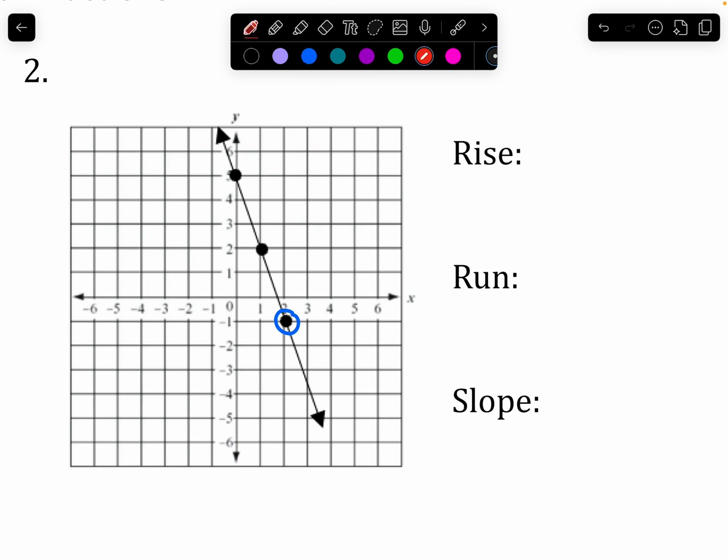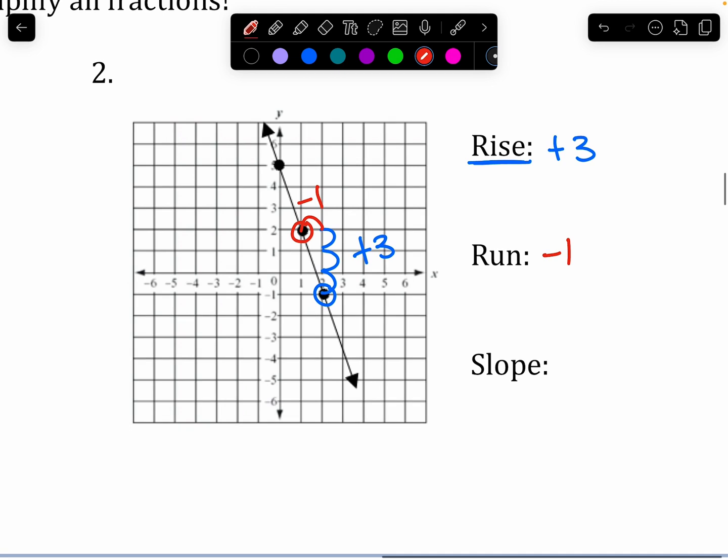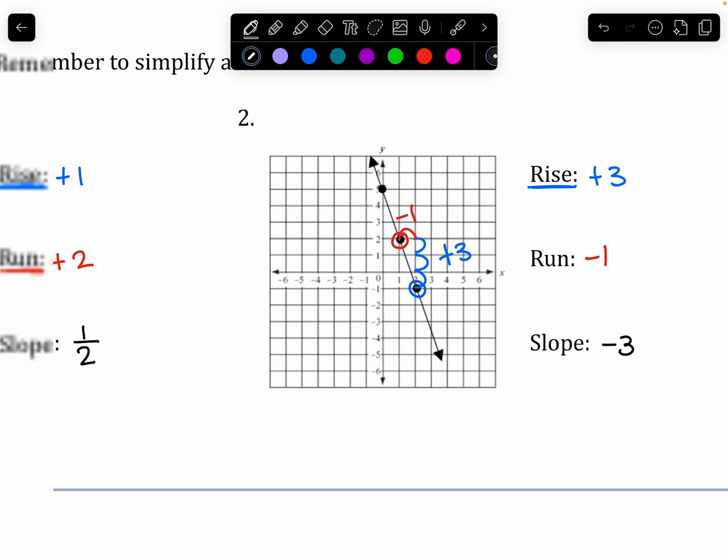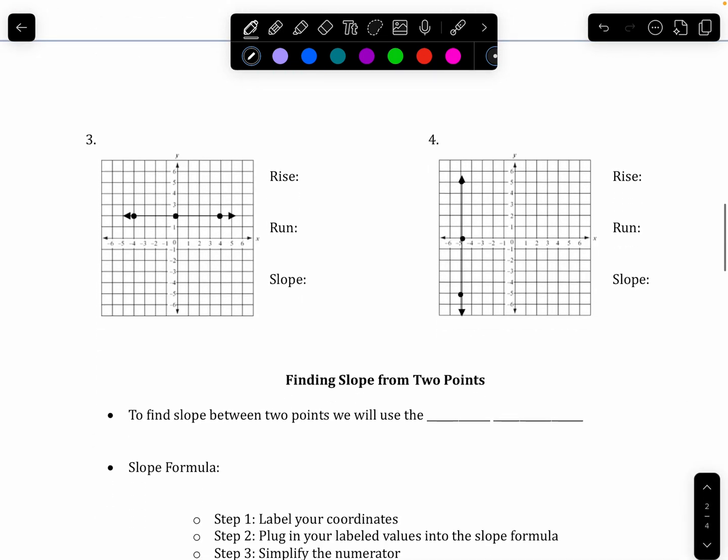I'm going to move over here and do it again. I'm going to start at this bottom coordinate, and I'm going to move to this middle coordinate here. Okay, my rise is always going to be up or down. I'm going to be traveling up 1, 2, 3. So I've gone up 3. And now I'm going to run 1, but I went to the left, which is a negative direction. So my slope is a positive 3 over a negative 1, which just simplifies down to a negative 3.